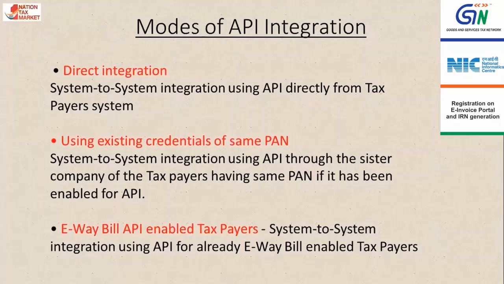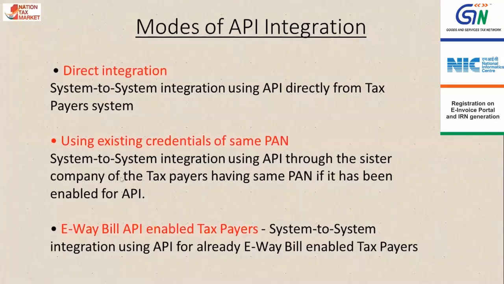and create his credentials. As you know, for API integration, there are two sets of credentials. One is the client ID and secret, and the other is the username and password. Client ID and client secret are required only if you are doing a direct integration, or by the GSP itself. For other taxpayers, they have to create individual usernames and passwords.